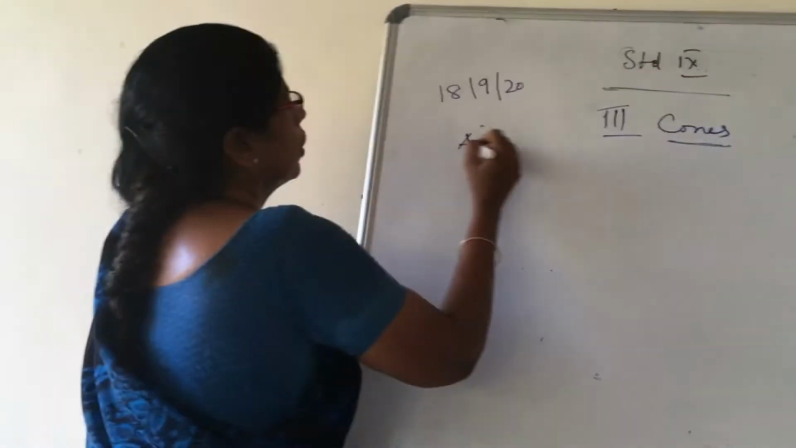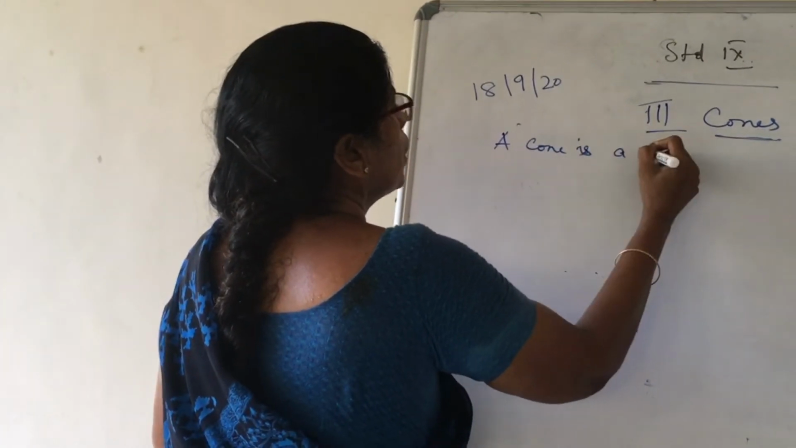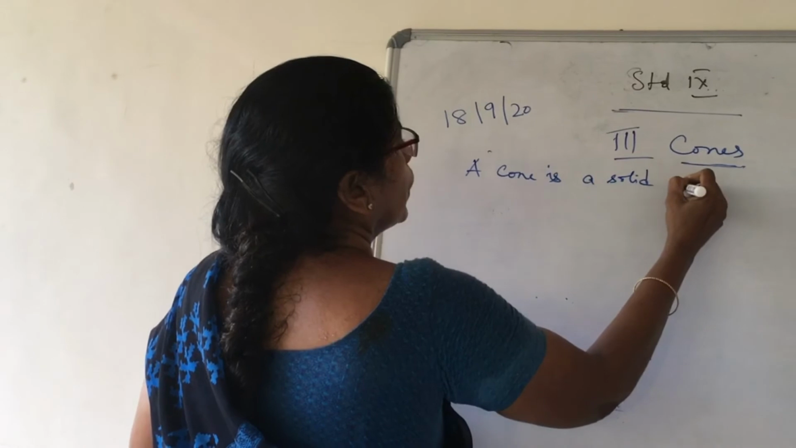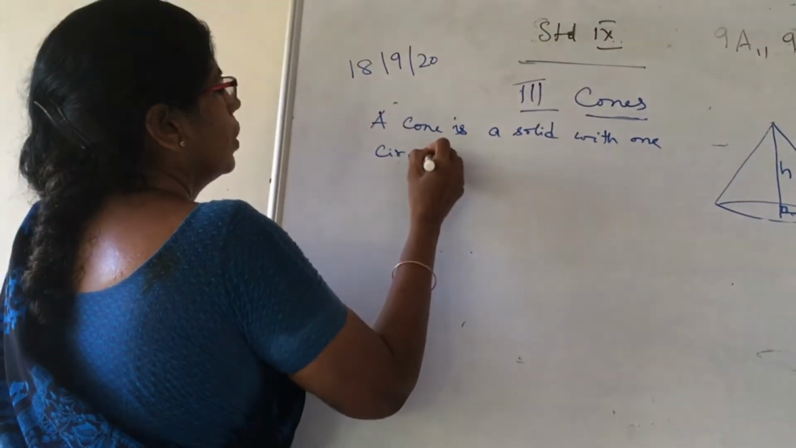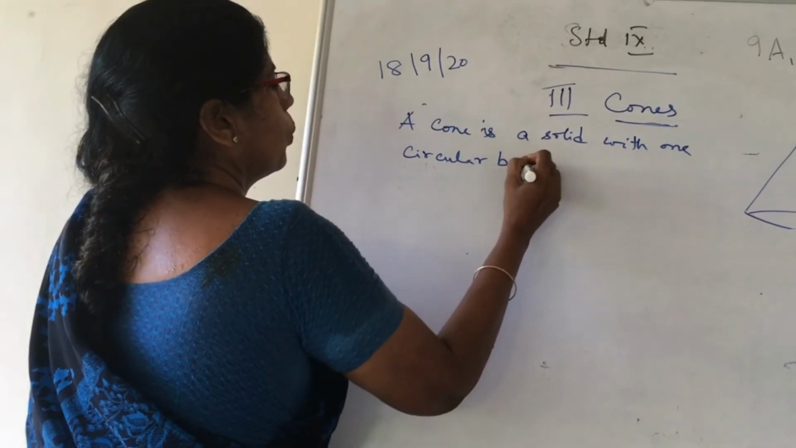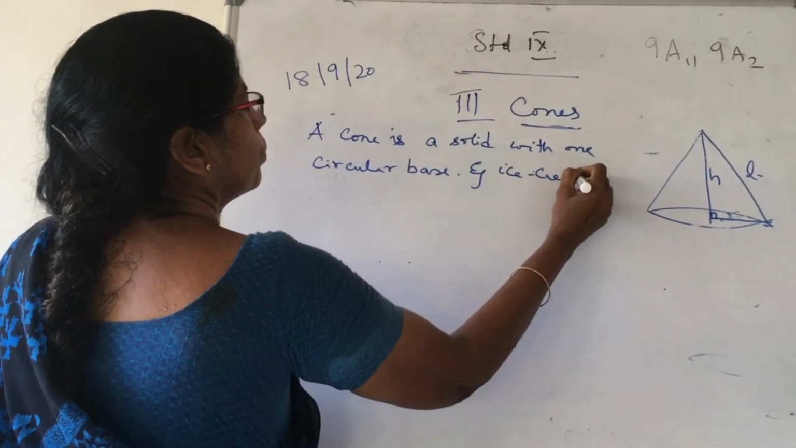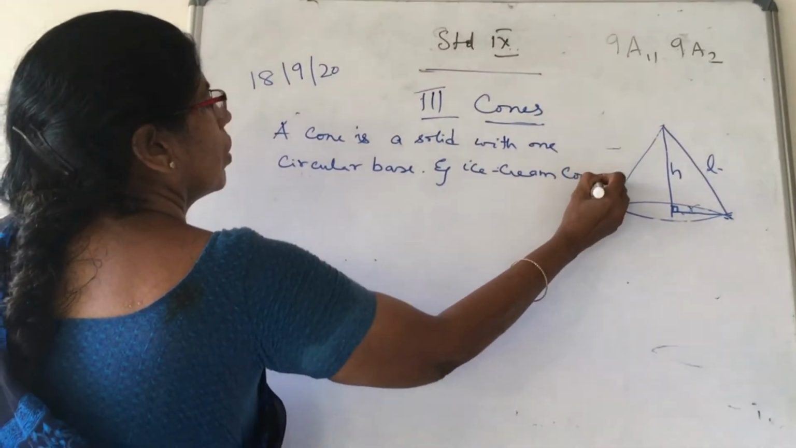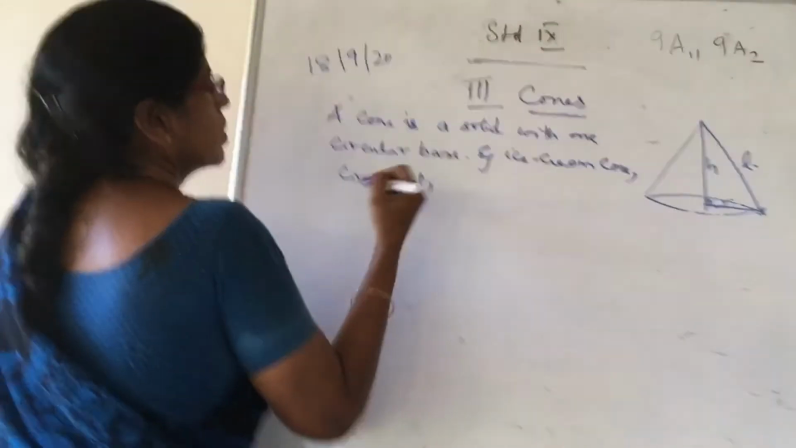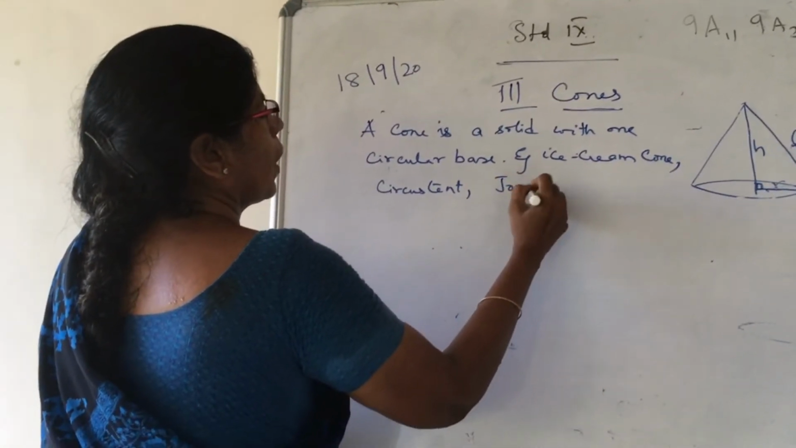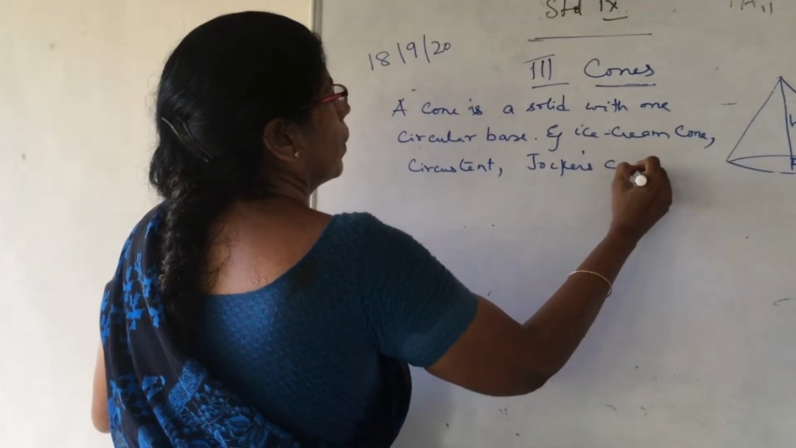A cone is a solid. A cone is a solid with one circular base. Example, ice cream cone, circus tent, joker's cap. Yes, children, joker's cap.